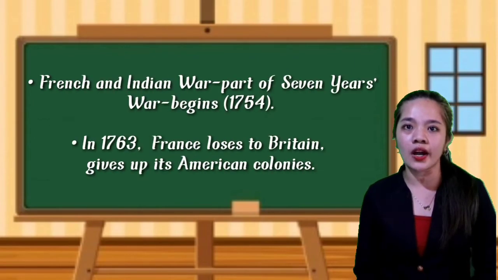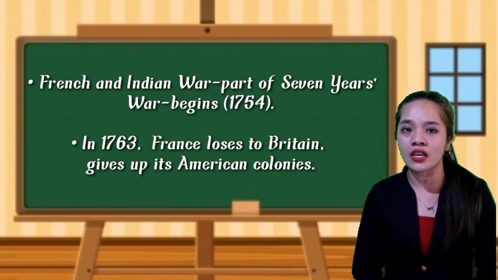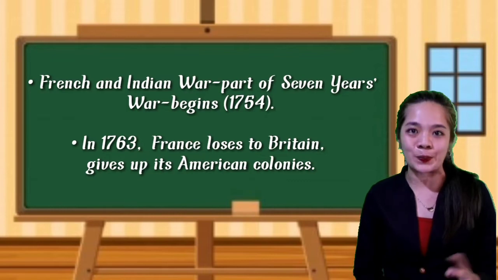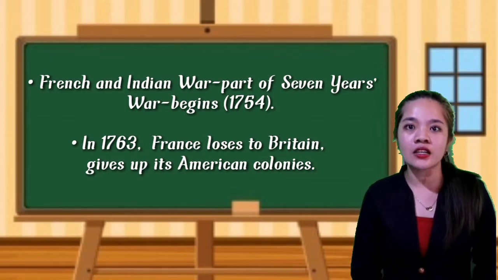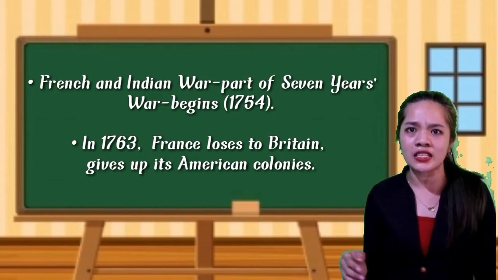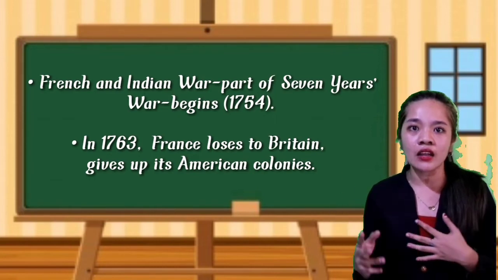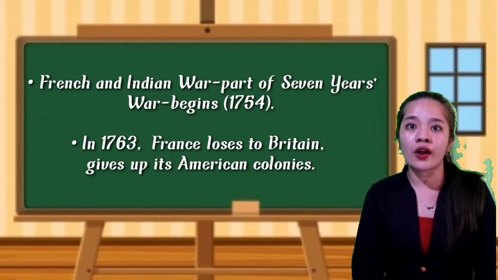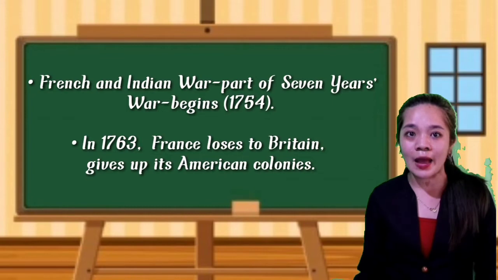French and Indian War, part of the Seven Years' War, begins in 1754. In 1763, France cedes to Britain and gives up its American colonies. In search of more land, English colonies move west. As they expand, England and France come into conflict with each other. In 1754, the French and Indian War begins.